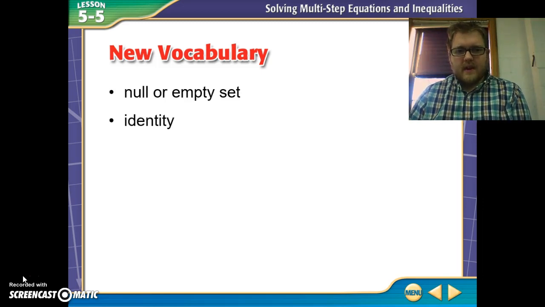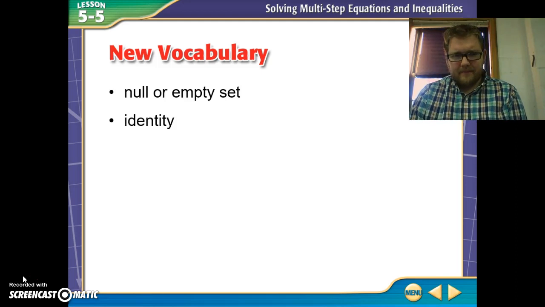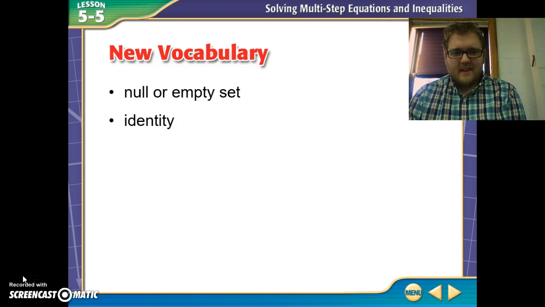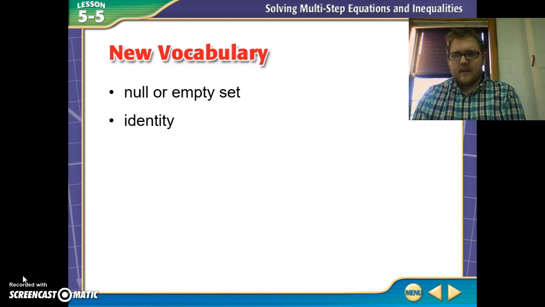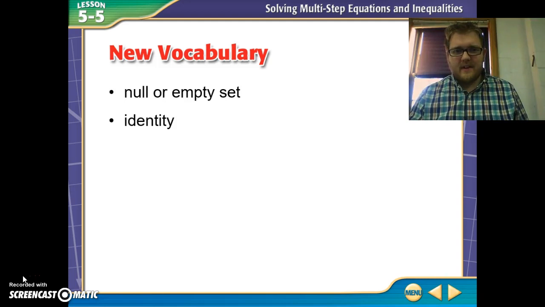So some new vocabulary we're going to look at today. We have a null or empty set. Basically what that's saying is no possible number is going to work to solve what we have. An identity is when you have two of the same thing. So if you get the same thing on both sides of an equation, that's considered an identity. And we'll talk about those more in detail in a bit.